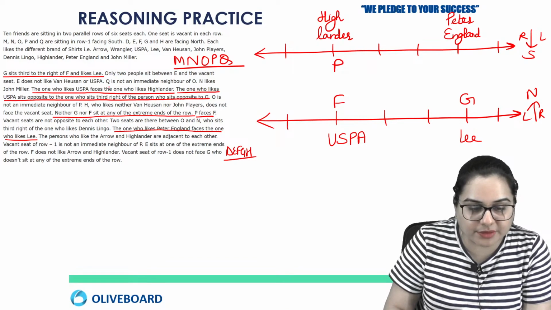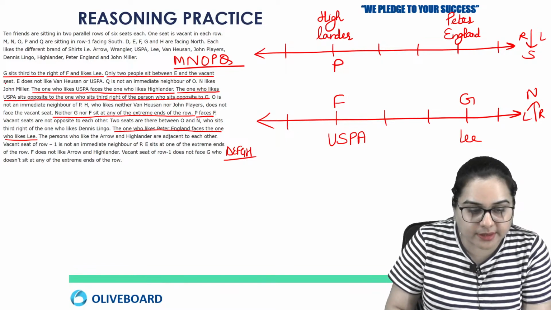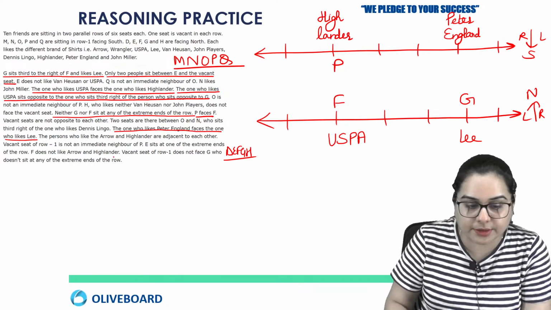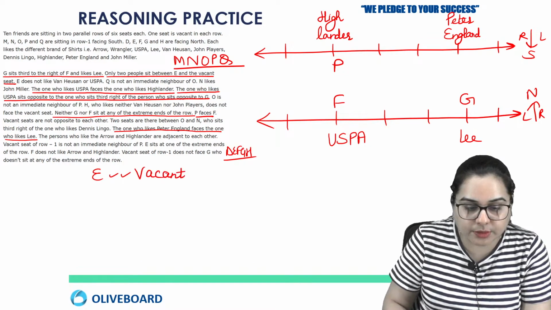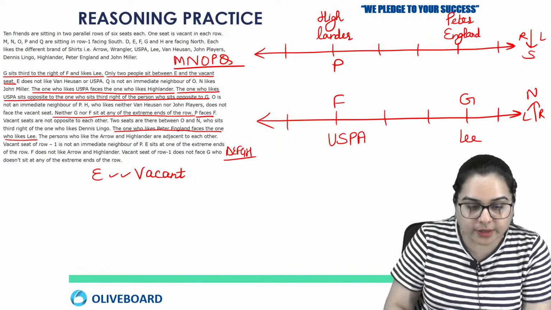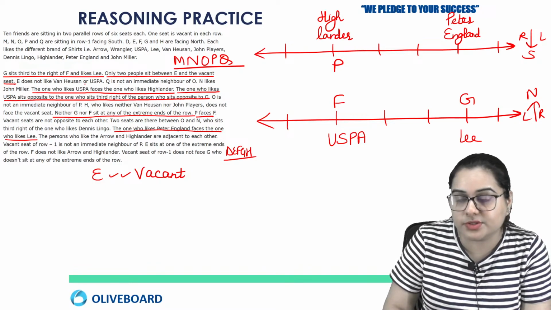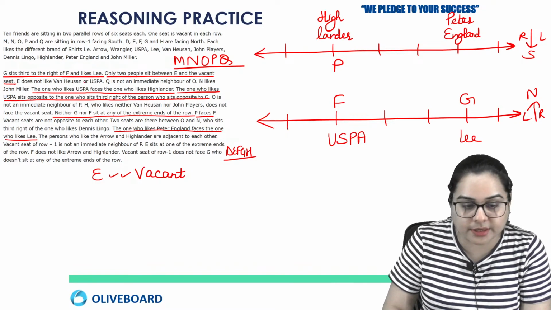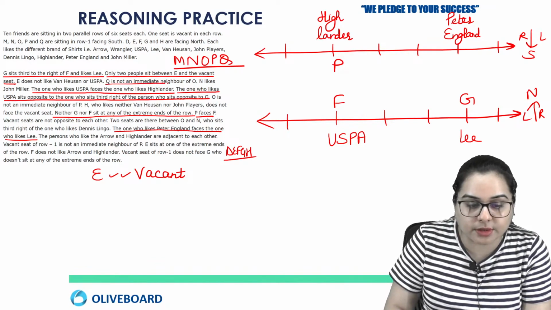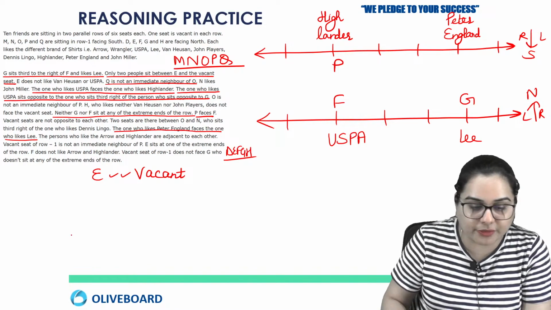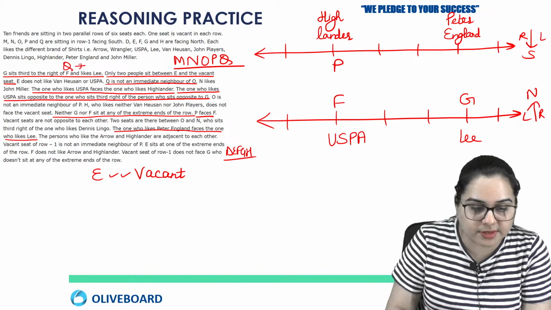Now here we have some information related to only two people sit between E and the vacant seat. Now this is definitely about the second row, that there are two persons between E and the vacant seat. Okay. Now E does not like Venhausen or USPA. So USPA is already for F. So it can be Venhausen, which is doubtful at least for E, but it is saying that E does not like Venhausen. Okay. Now Q is not an immediate neighbor of O. So we are going to check it later on. Q is not sitting with O.